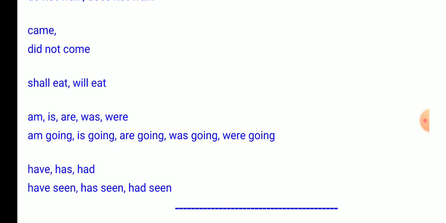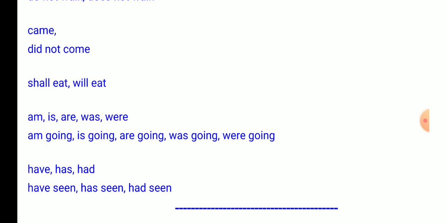The next is a set of 5 verbs: am, is, are, was, were. These are called be verbs. They are used alone or they combine with the ing form of the verb. Am, is, are. These 3 are in the present tense. Was, were. These 2 are in the past tense.